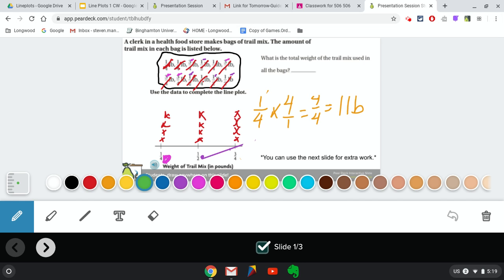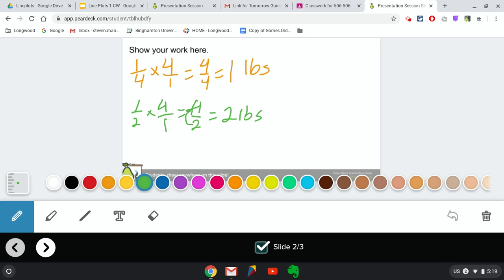Then I have one more to look at. I have my 3/4, and there's 1, 2, 3, 4 X's above it. So I'm going to take 3/4 and multiply by the 4 X's that are above it. Then let's see what we get here. I'm going to cross cancel here.